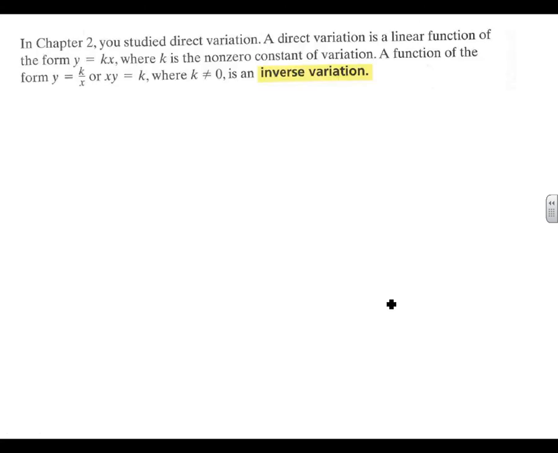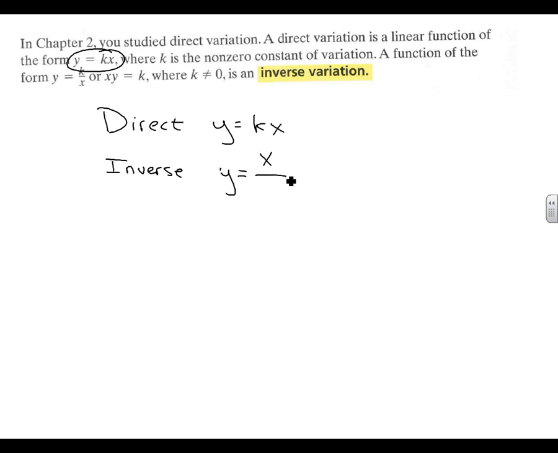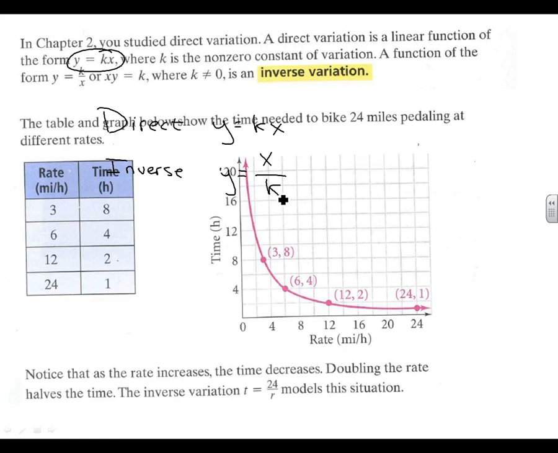All right, so first things first. We already know that direct variation has a formula, and that is y equals kx. Right? That's direct variation. Put it out here so we can see it. Direct, y equals kx. And so inverse variation. On direct variation, it was something times x. Now x is being divided by something. All right? X divided by k would be an inverse variation problem.